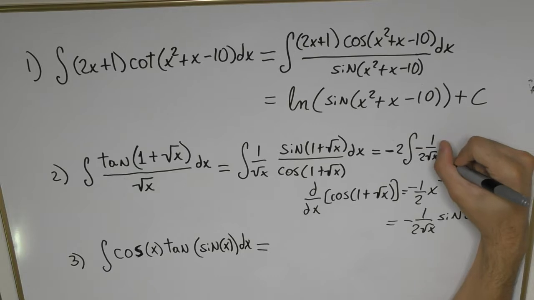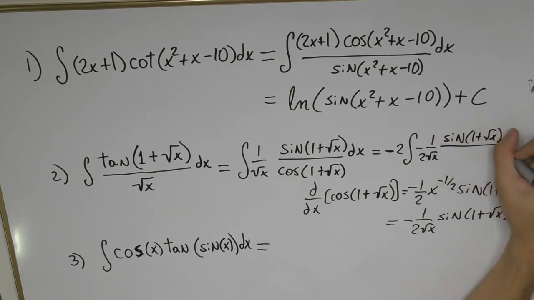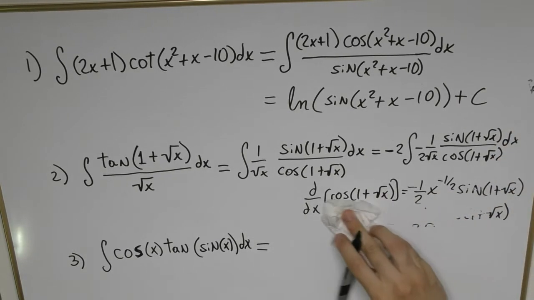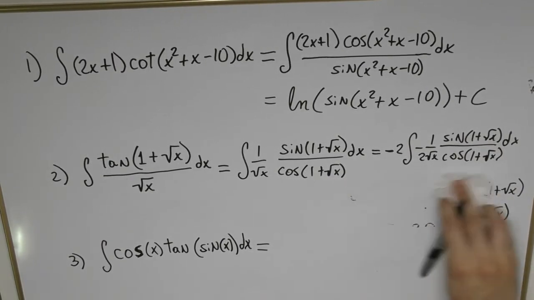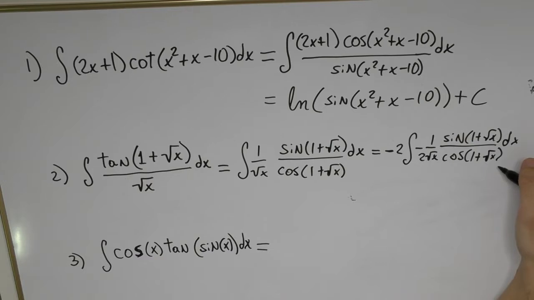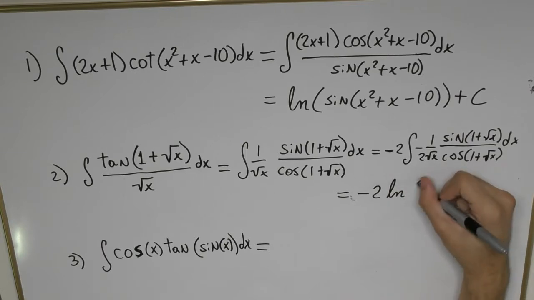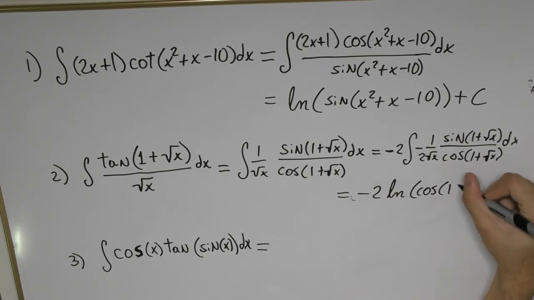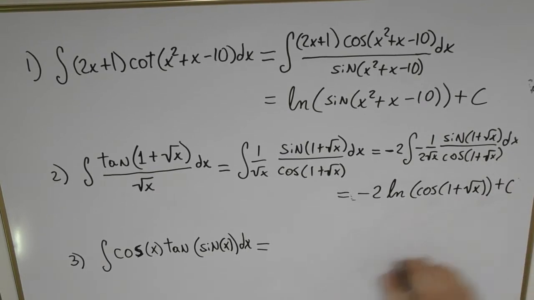So we have 2 root x, and then we have sine of 1 plus root x divided by cosine of 1 plus root x dx. And now the next step is going to be as usual. We're just going to integrate that using the fact that the numerator is the derivative of the denominator. And in this case, by denominator, I just mean the cosine function, as we just saw. So that's going to turn out to be minus 2 times the natural log of cosine of 1 plus the root of x plus c. Okay, so that's going to be our integral there.